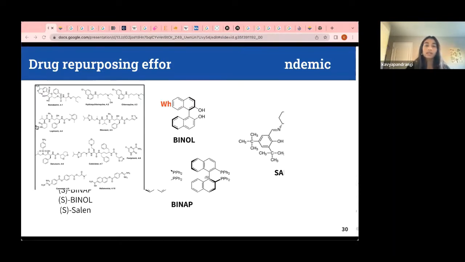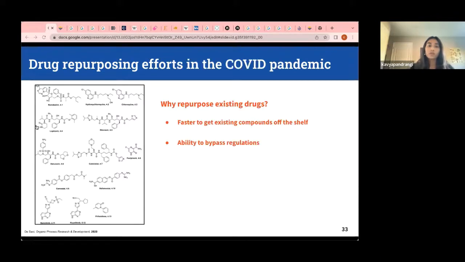So why exactly would we repurpose drugs as opposed to synthesizing drugs directly intended to treat COVID? Well, first of all, it's just faster to get existing compounds off the shelf just because they're already there. And the second is the ability to bypass regulations, since the drug would already be approved for whatever its initial target or application was, which in reality is also making it faster. Carmofur, which our project is focused on, is also one such repurposed drug. And I'm going to be talking about carmofur now.